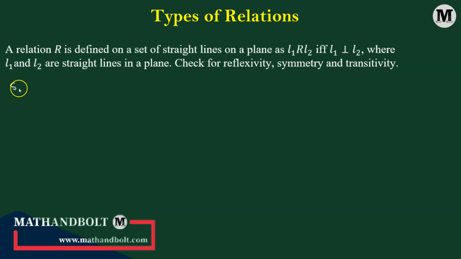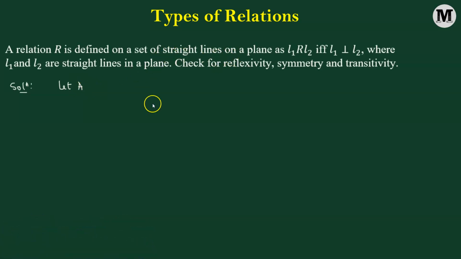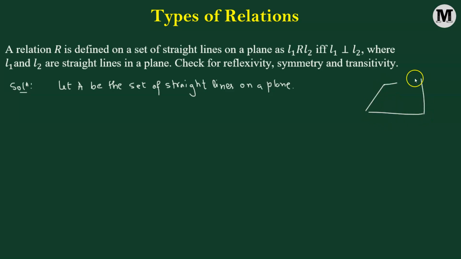Okay, let us begin. First, let A be the set of straight lines on a plane. We can think of some planar surface, and on this plane we have several straight lines lying. Now we have a relation R defined on the set of straight lines, meaning we are going to pick two straight lines at a time from this plane, and there's going to be a relation between them. The relation is such that the two lines must be perpendicular to each other.